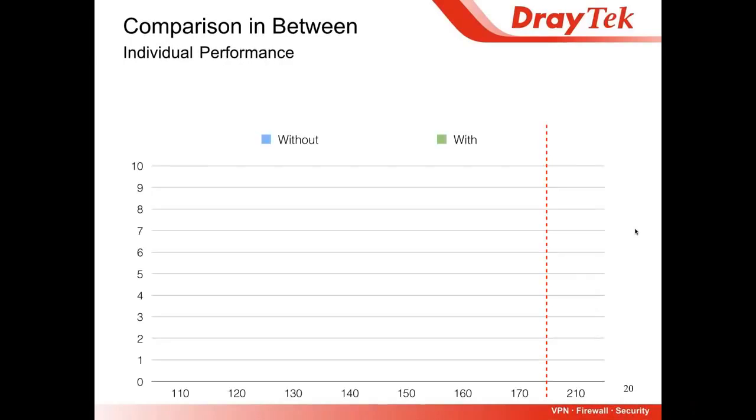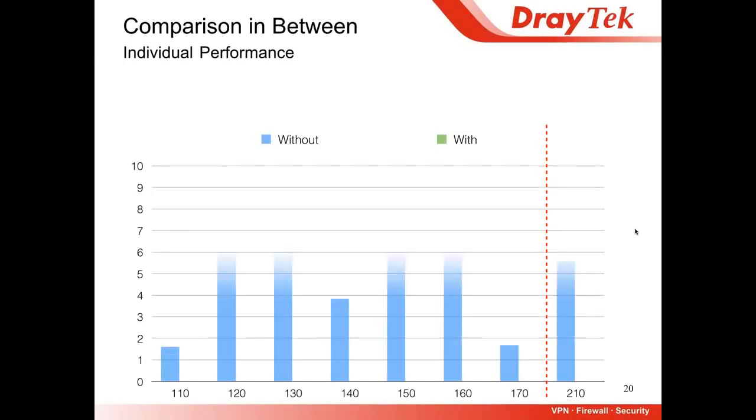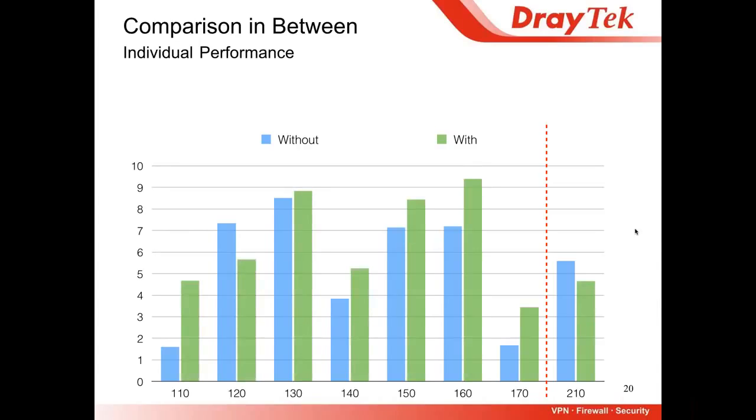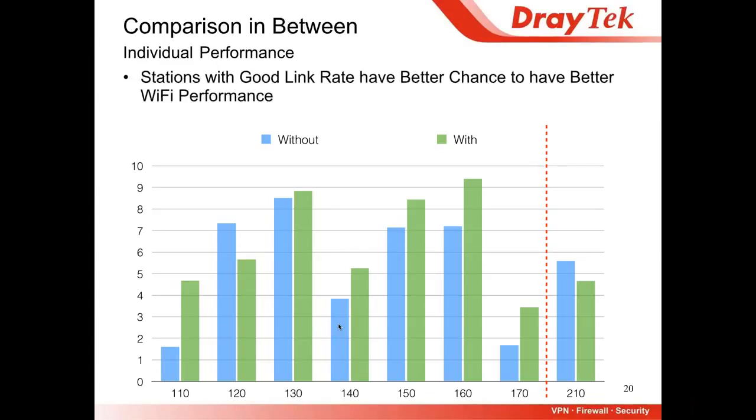So we can draw this chart without airtime fairness and with airtime fairness. Again, you can see almost each of them got improved except 120. So we can say stations with good link rate now have a better chance to get better Wi-Fi performance.